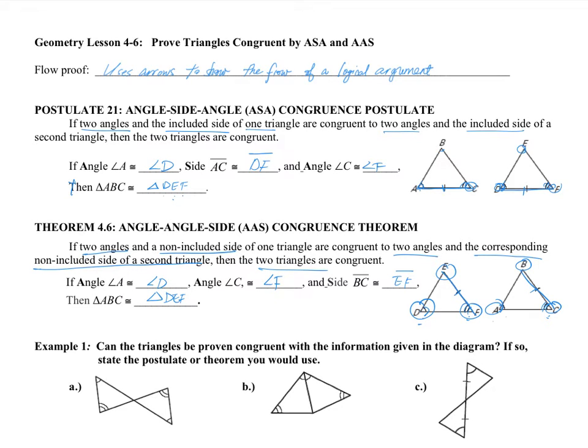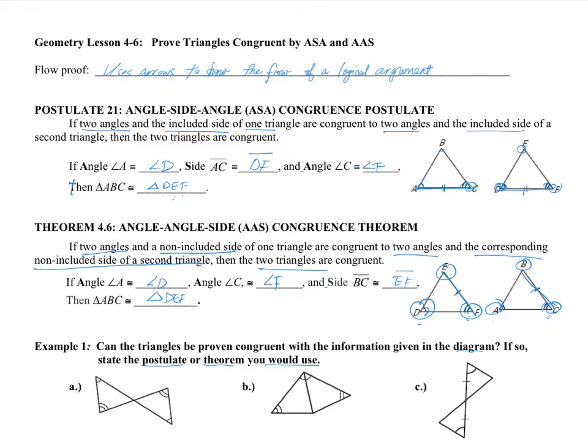Example 1. Can the triangles be proven congruent with the information given in the diagram? If so, state the postulate or theorem you would use. Now, you don't need to prove these. You just need to write either ASA or AAS. Let's take a look at the first one.